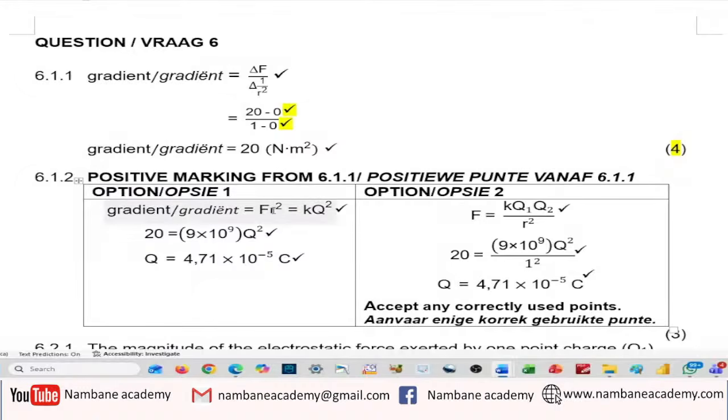We need to relate the gradient or the variables that we calculate from the graph with an expression from the formula. So our learners must be able to see, okay, from this graph, the gradient will be equal to this variable or this expression from this formula. So from Coulomb's law formula, the gradient there will be equal to kq squared. And then if they use that 20, and then they substitute k there, then they will find the charge on each particle being 4.71 times 10 to the power negative 5 coulombs. And then we're saying it is positive marking from question 6.1.1.